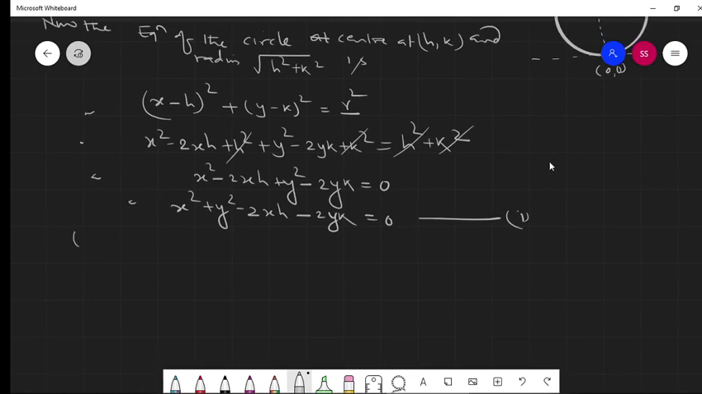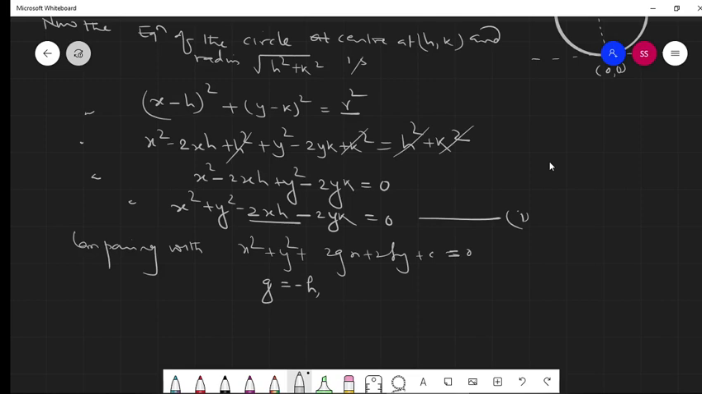Now comparing with x square plus y square plus 2gx plus 2fy plus c equal to 0, what will you get? g equal to minus h, f equal to minus k, and c equal to 0.